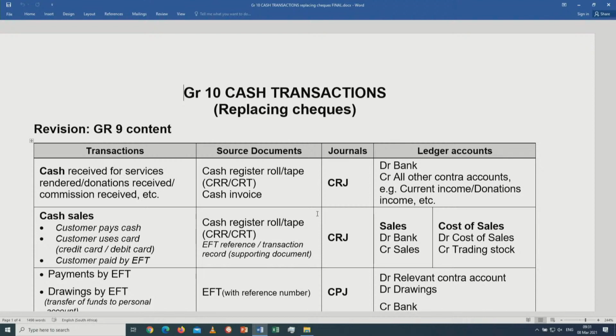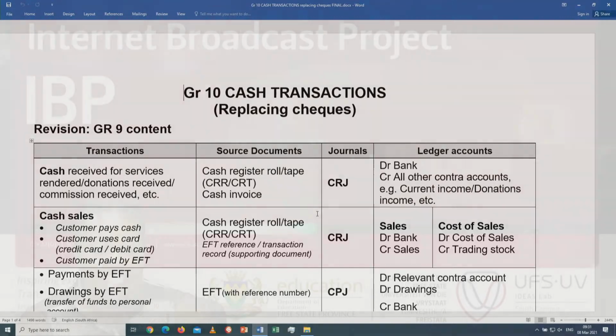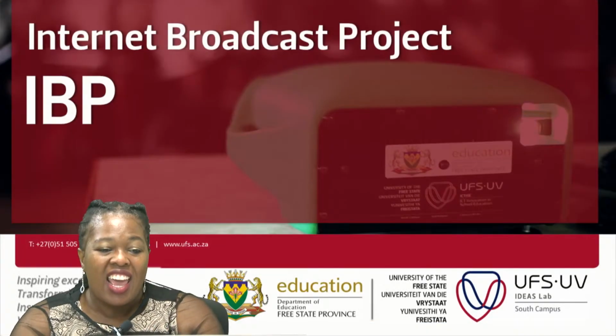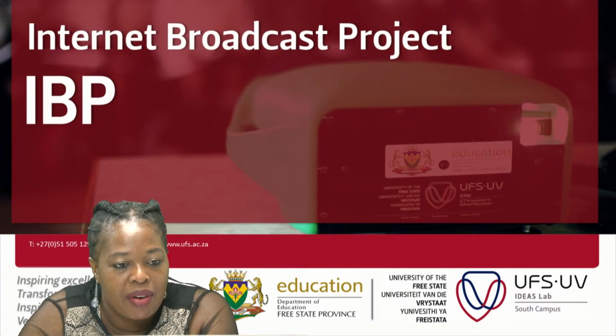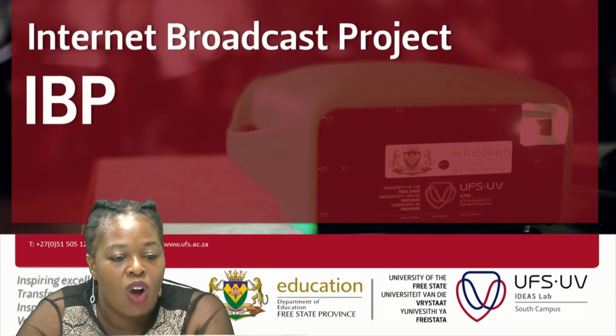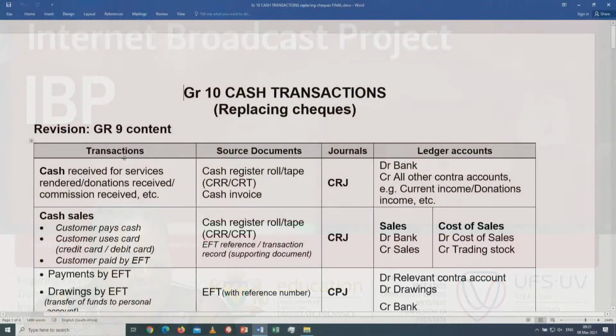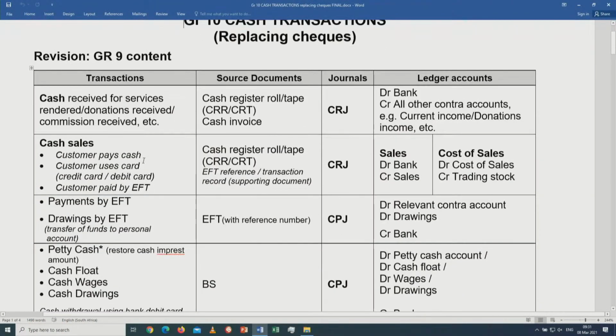So without any waste of time, I would prefer that each and every grade 10 learner have whatever I'm having here on the screen, which is just a summary, or just a reminder of how things should be done. In grade 9, if you can check here, this is the content that you did. When the transaction takes place, you're going to have cash received for services rendered, or donation received, or commission received.